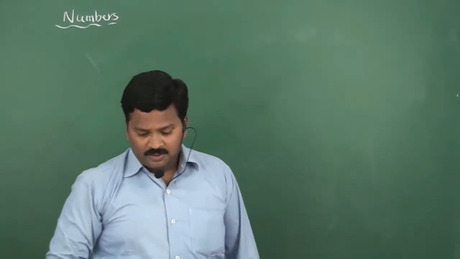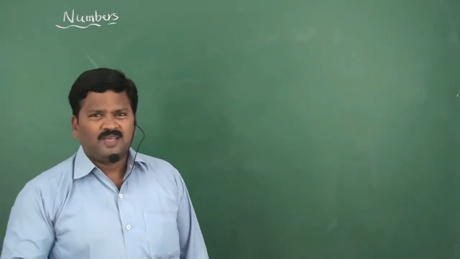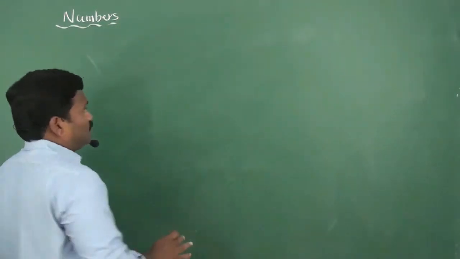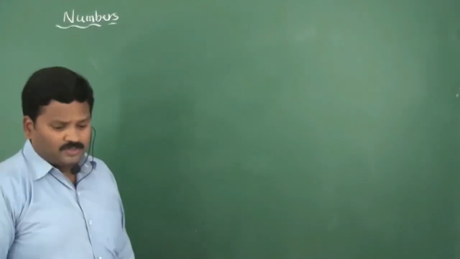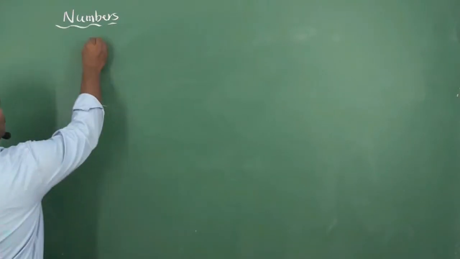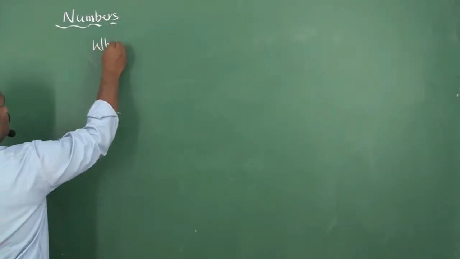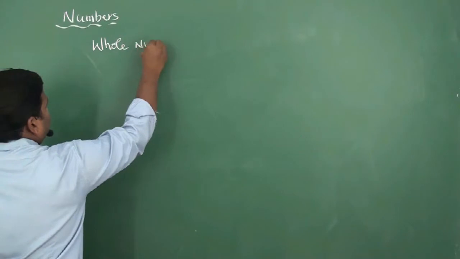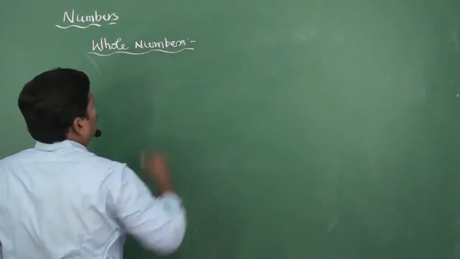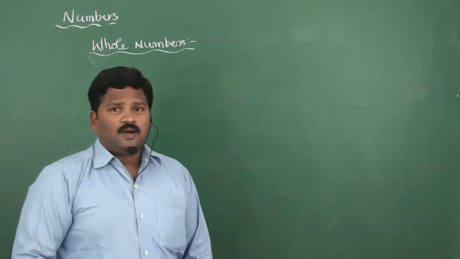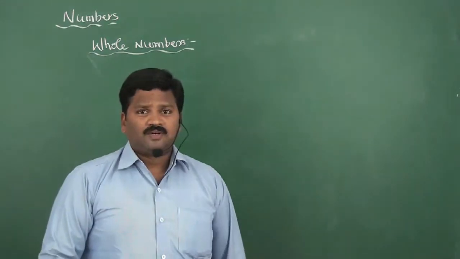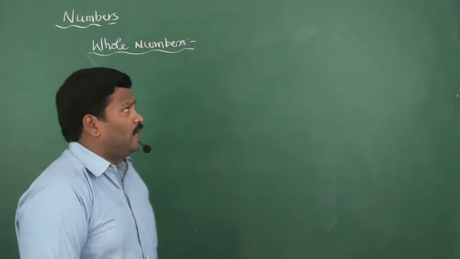If you observe the natural numbers, we may feel something is missing. The digit is 0. Therefore, the union of 0 and the natural numbers together is called whole numbers. What are the whole numbers? The set of 0 and the natural numbers is called whole numbers.